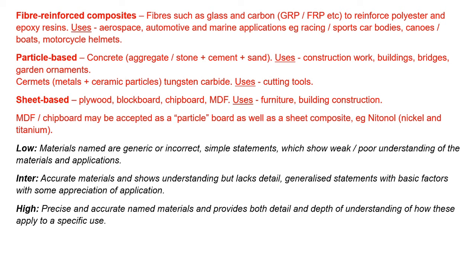If you take your particle-based composites, you've got things like concrete, which is made from aggregates, stone, cement, and sand. Typically used in construction, building, bridges, garden ornaments. You've got cermets, which is metals and ceramic particles, which would be things like tungsten carbide for very sharp cutting tools. And then sheet-based, so plywood, blockboard, chipboard, MDF, they're all particle-based composites, typically used in furniture and building construction. MDF or chipboard may be accepted as particle board as well, so you could say particle board. Or you could add nitinol, which is nickel and titanium. So that's first of all just telling you examples of it and then what it's made from.